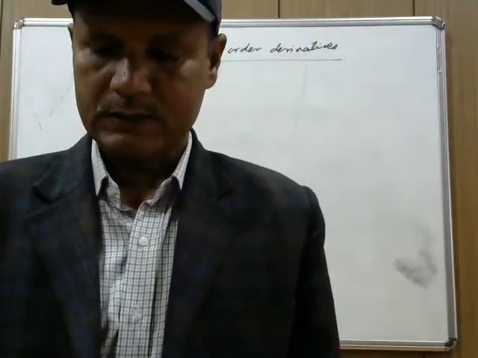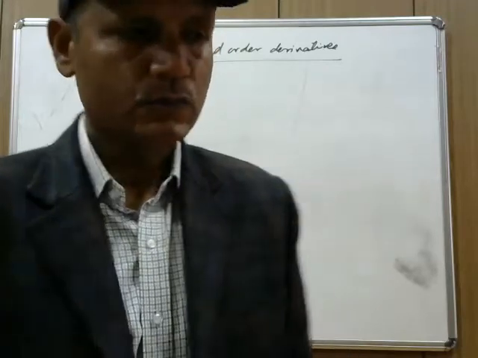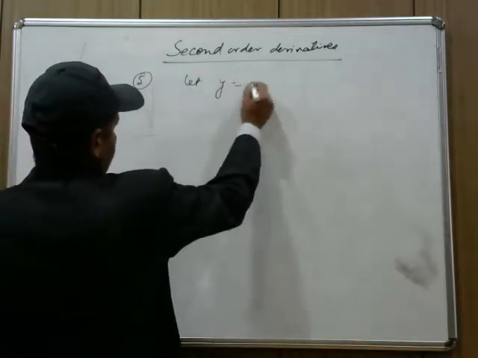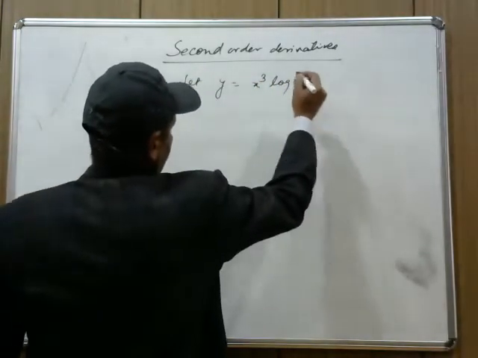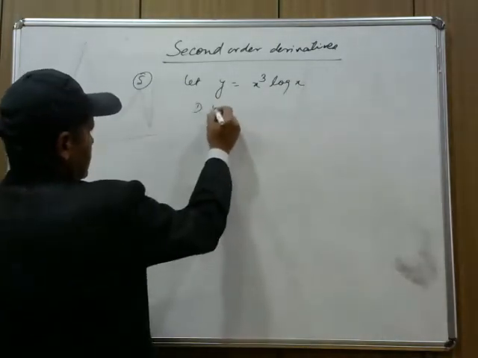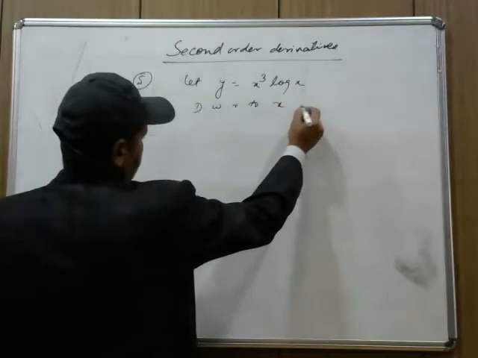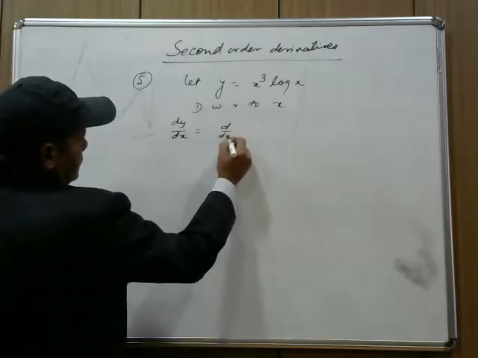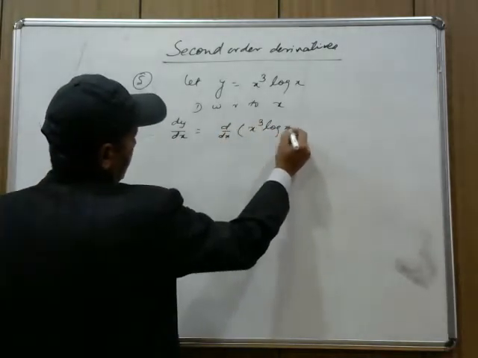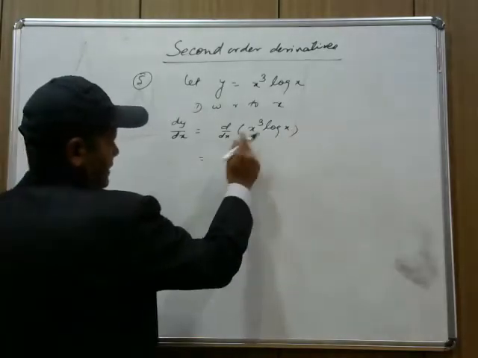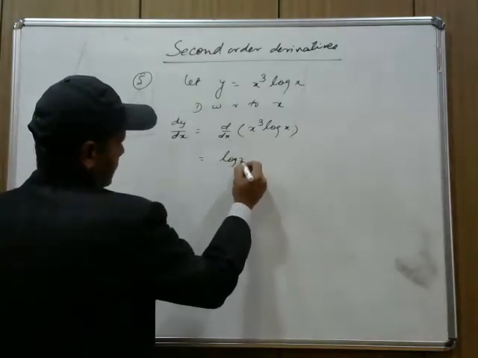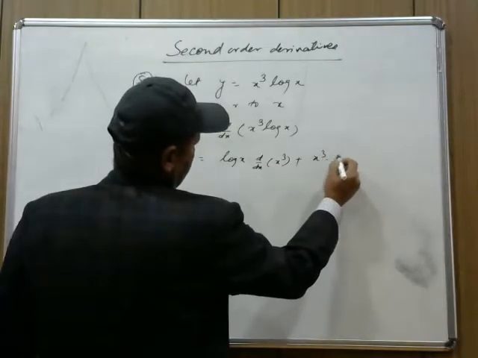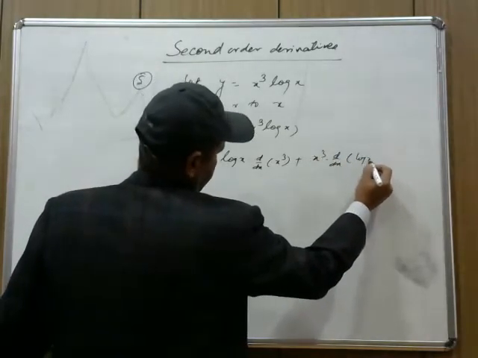Fourth question is log x, and the fifth question is x cube log x. Let y is equal to x cube log x. Differentiate with respect to x both the sides. dy by dx is equal to d by dx of x cube log x. Now differentiation of x cube log x: as it is, log x into differentiation of x cube, plus x cube into differentiation of log x.